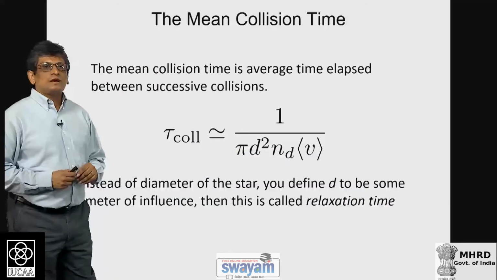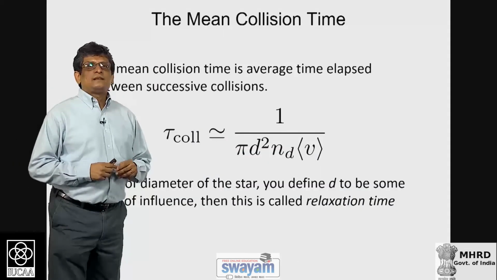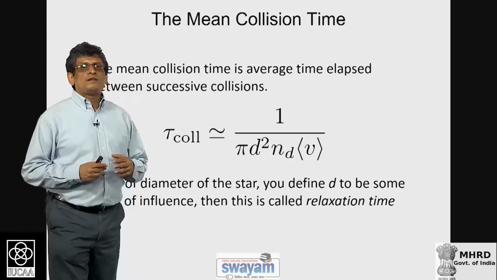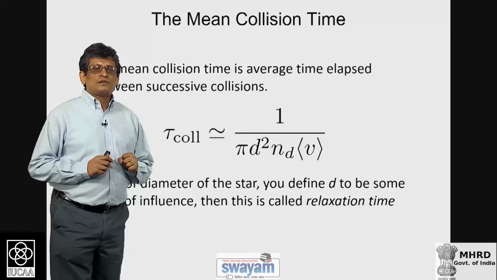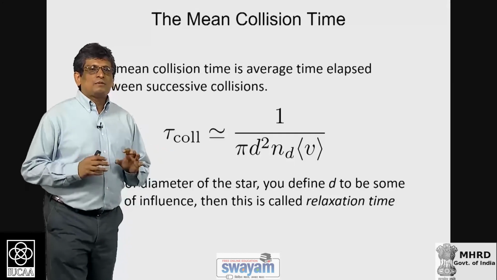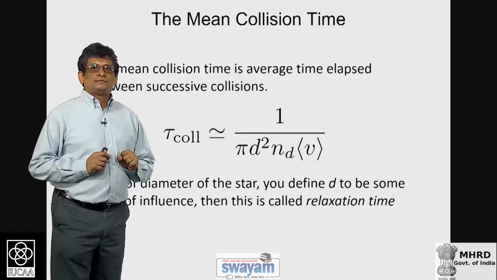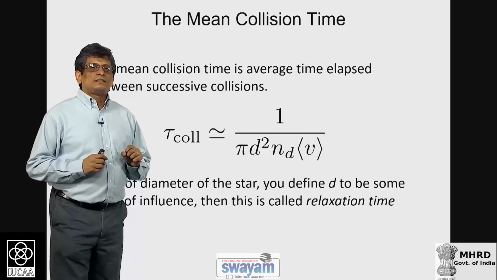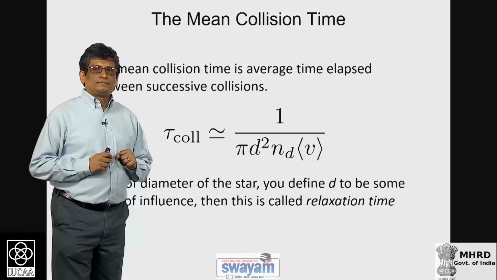The mean collision time then comes from this argument, comes to be 1 over sigma, which is the cross section, which we can say now to be pi d squared, times the number density of stars times the average speed.